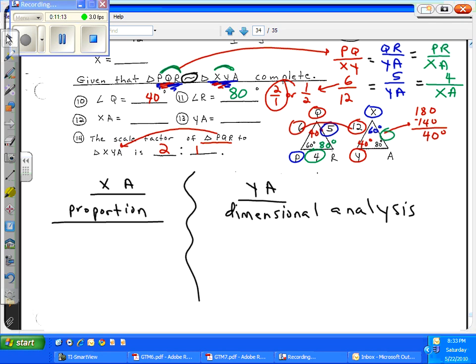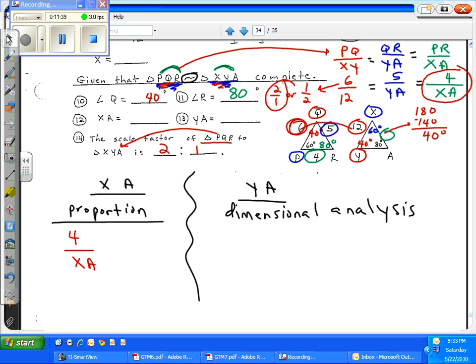If I'm trying to find XA, then I need the proportion with XA in it. Look at the top right-hand side of the screen. I just circled that. So 4 over XA is the proportion with XA in it. Now, that's side of the first over side of the second.